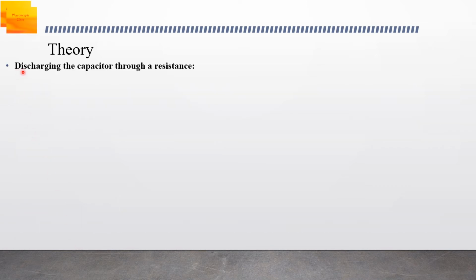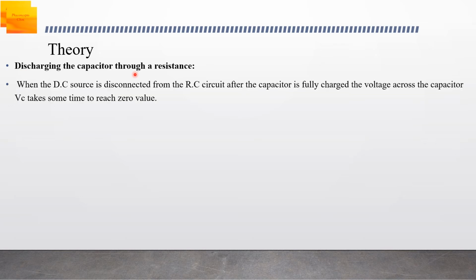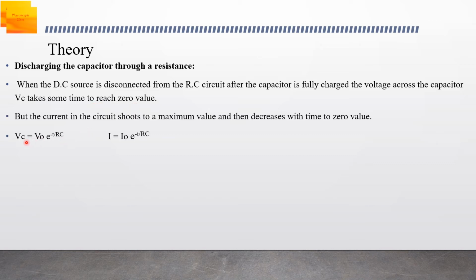Second part is discharging the capacitor through the resistance. When the DC source is disconnected from the RC circuit, after the capacitor is fully charged, the voltage across the capacitor Vc takes some time to reach zero value. So we write down the capacitor voltage Vc is equal to Vo into e raised to minus t upon RC. When t is equal to RC, Vc will be equal to Vo into e raised to minus 1. That is equal to 0.37 Vo.